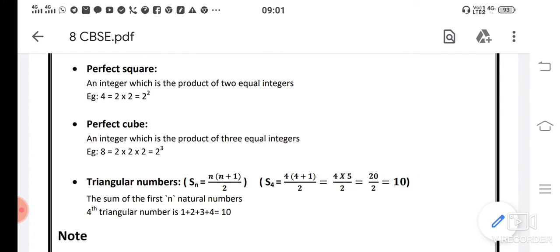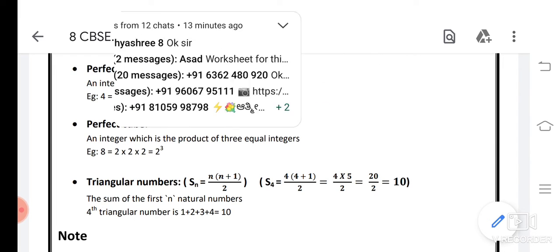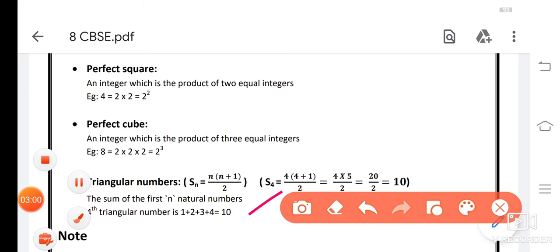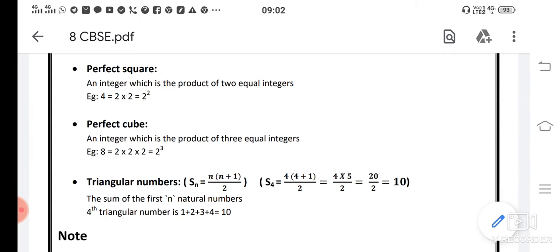The sum of the first n natural numbers: the fourth triangular number is 1 plus 2 plus 3 plus 4, which is equal to 10. See, in this case, by using the formula, I got the value of 10. Then without using the formula, I also got the value of 10.